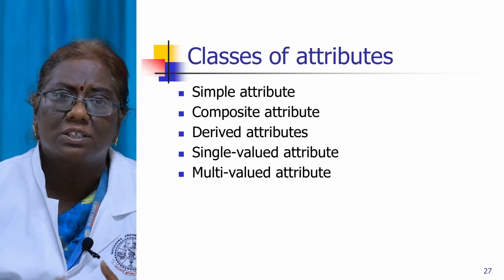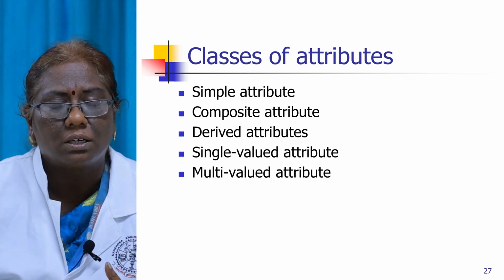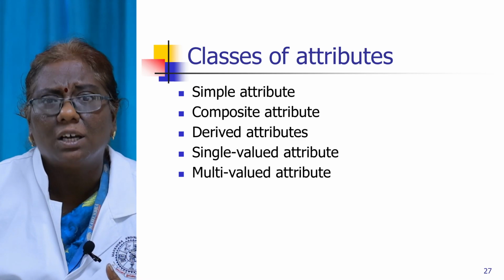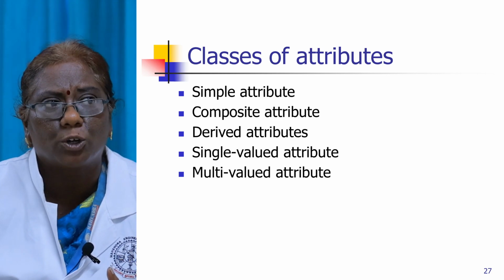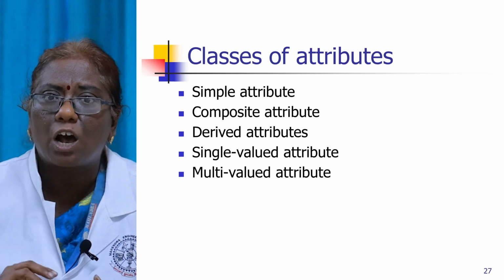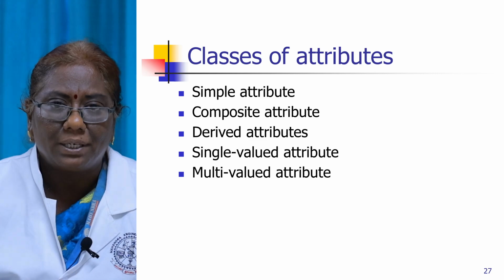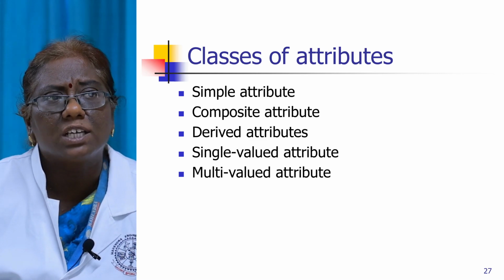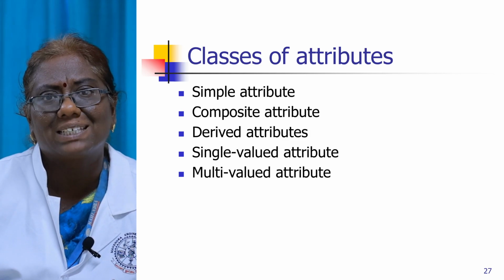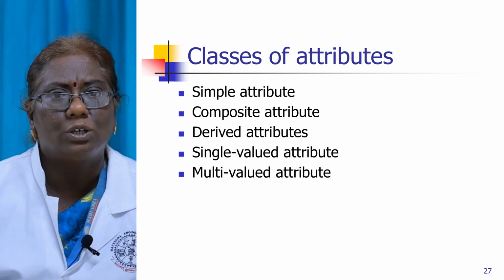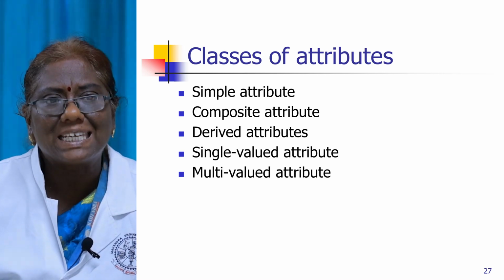And a derived attribute means, another example for a derived attribute is age. From the date of birth we are able to derive the attribute age. So we can call it a derived attribute. And some attributes may possess only one value, that is called a single-valued attribute. For example, gender. A person can be either male or female, that is a single-valued attribute. And some attributes may possess multiple values, that is called a multivalued attribute. For example, a person may have more than one phone number, two or three phone numbers. So that comes under multivalued attributes.